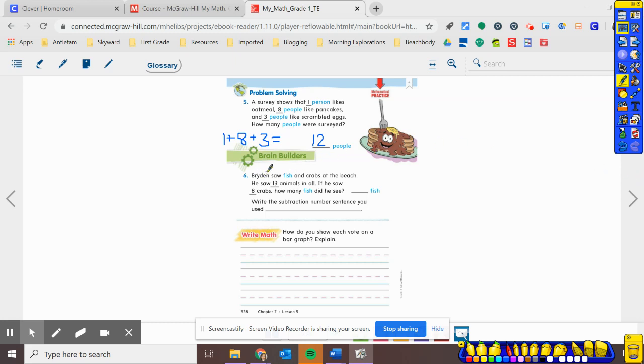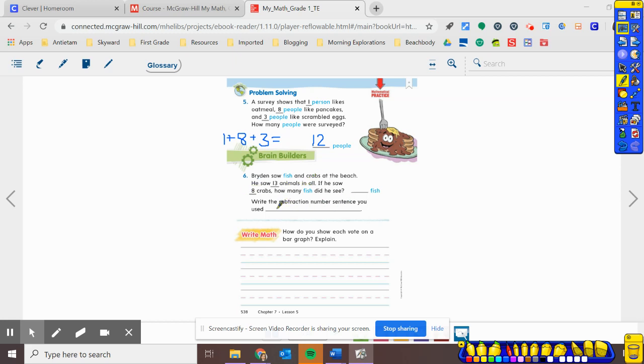Next, it says Bryden saw fish and crabs at the beach. He saw 13 animals in all. If he saw 8 crabs, how many fish did he see? So I want you to underline your important numbers. I already did that. So I want you to do the same thing, please. Underline the 13 and the 8. Now it says he saw 13 in all. So that's the total number. And he saw 8 crabs, so how many fish?